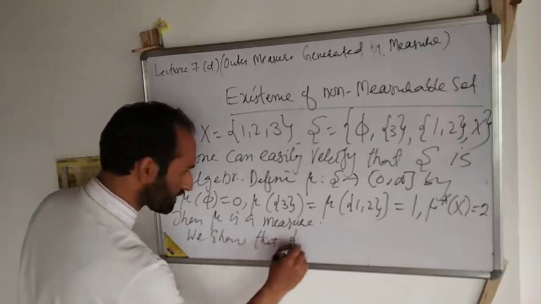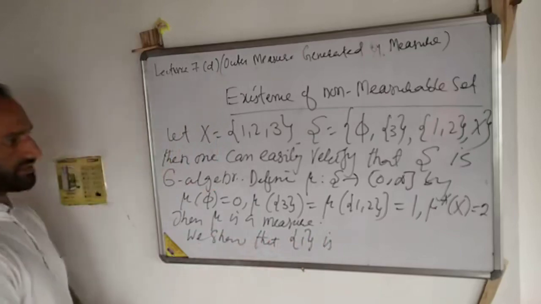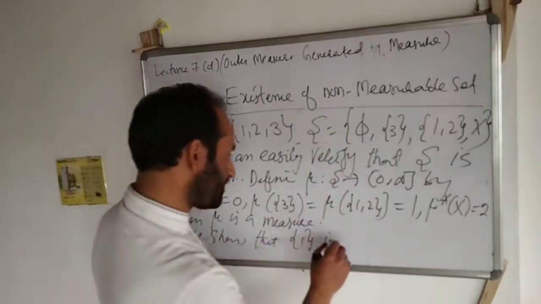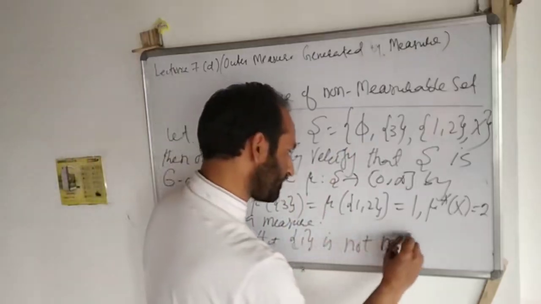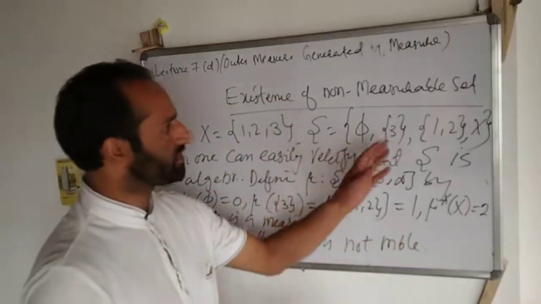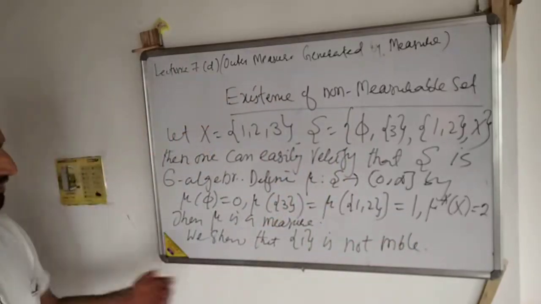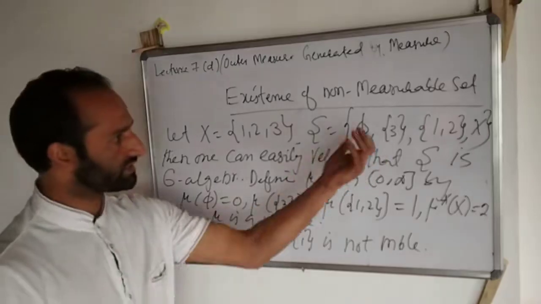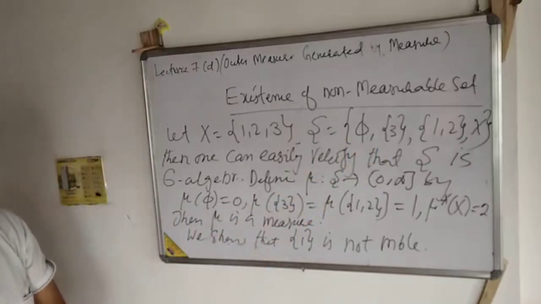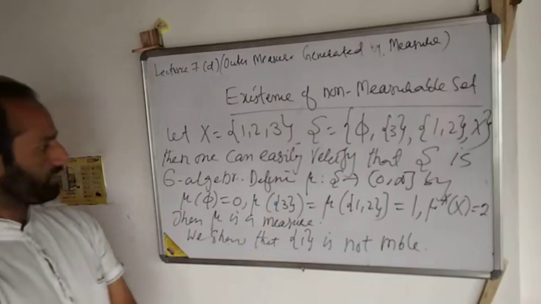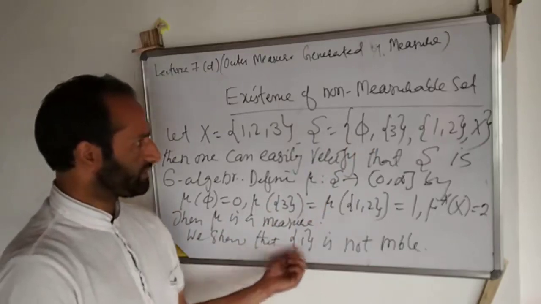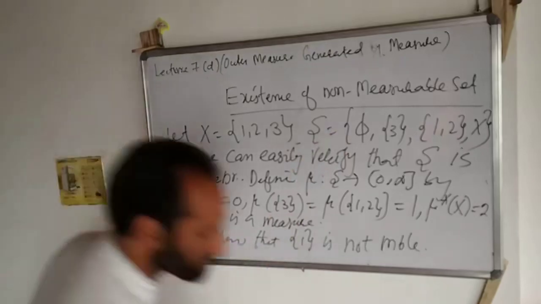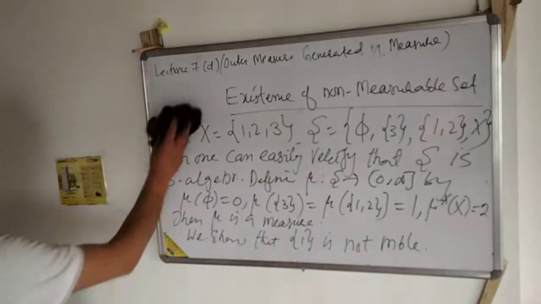Now we show that the singleton {1} is not measurable, because it's not a member of that sigma algebra. Every member of S is measurable, but here it's not a member of S. There are some sets outside of this class which may be measurable, but here we will show that this set is not in the class S, and that it's not measurable.